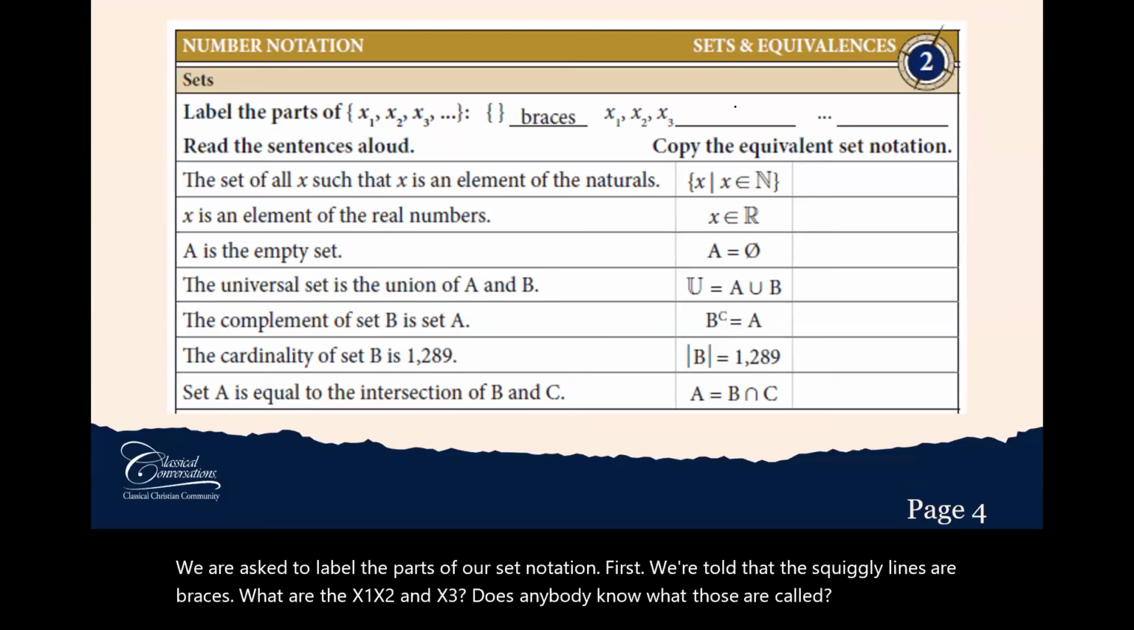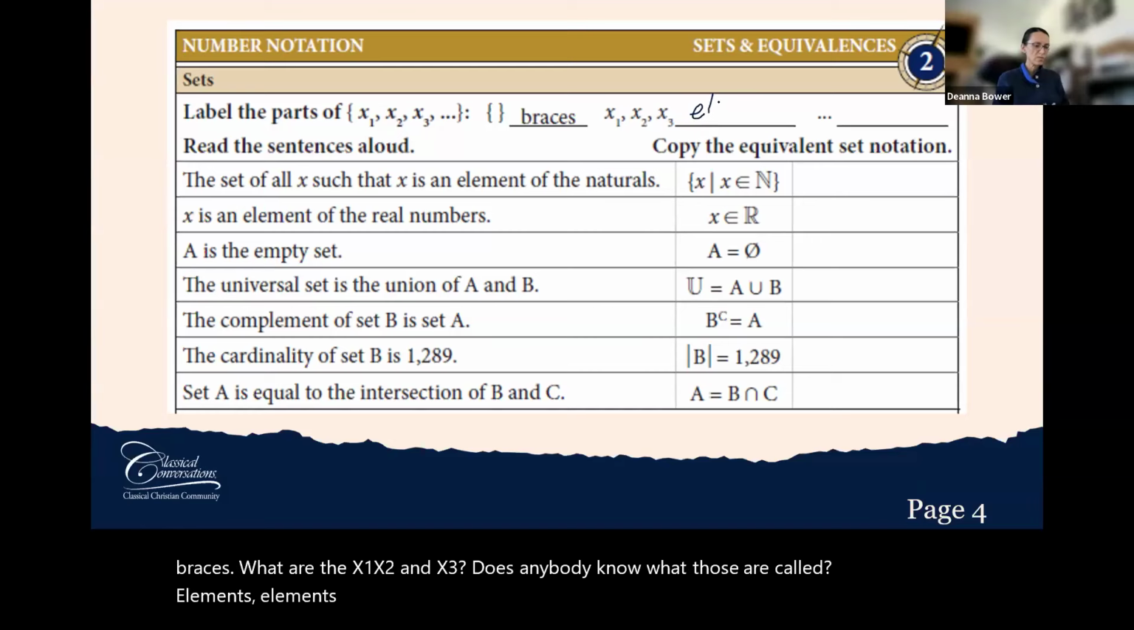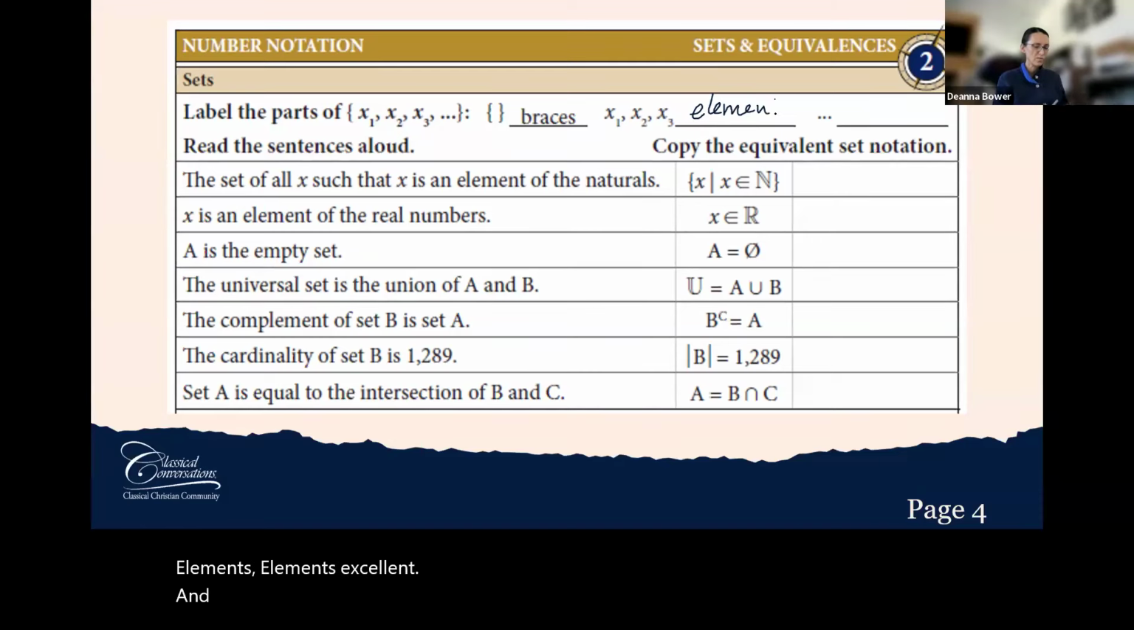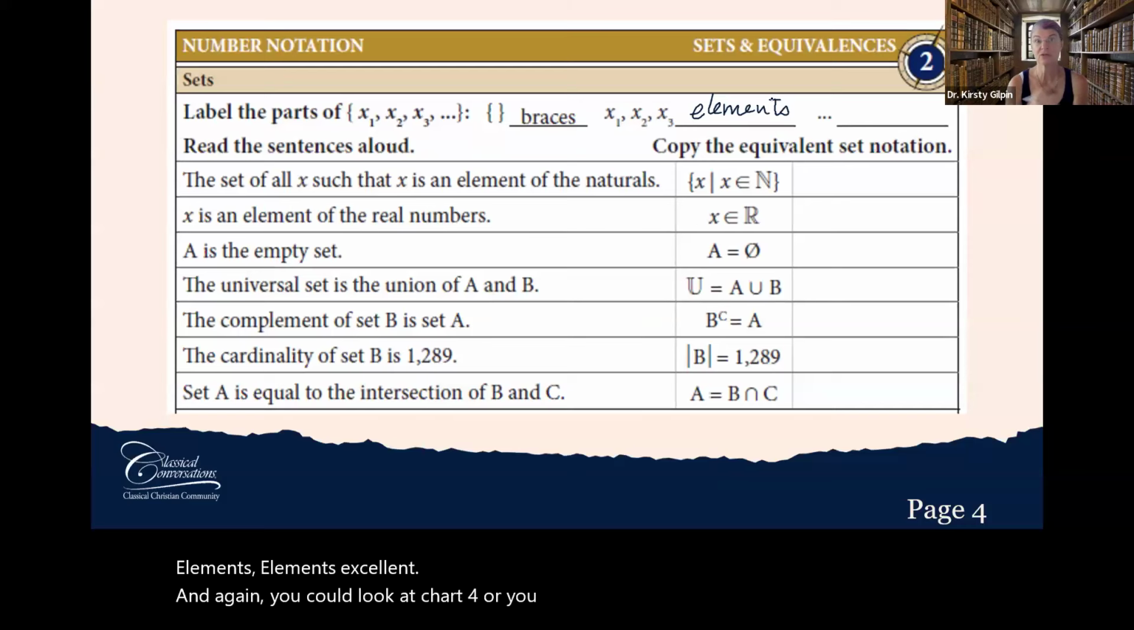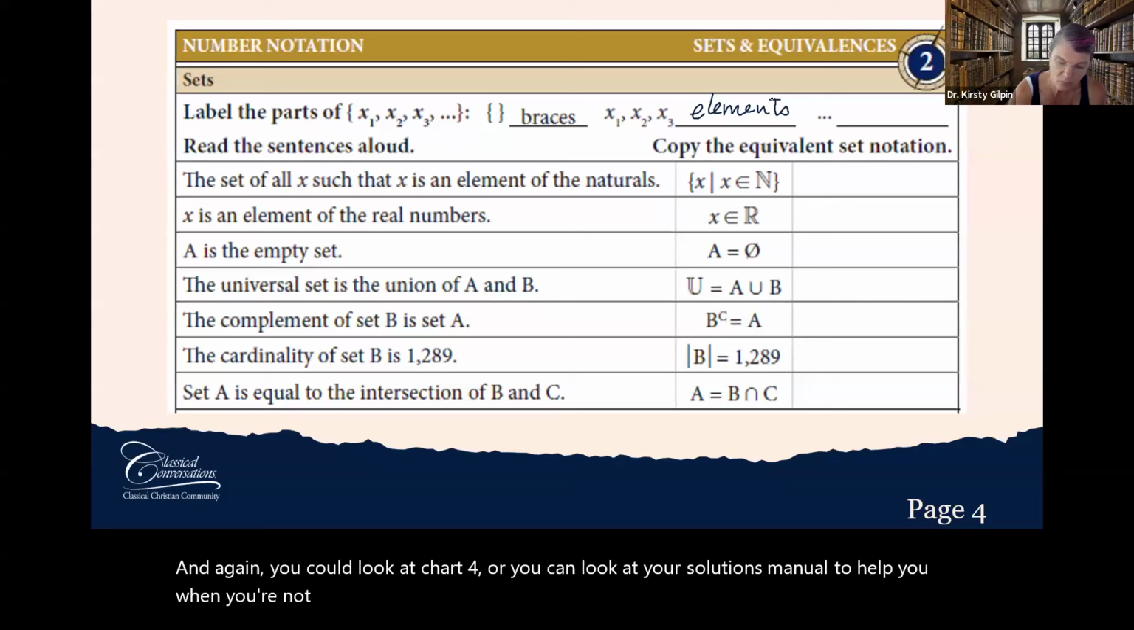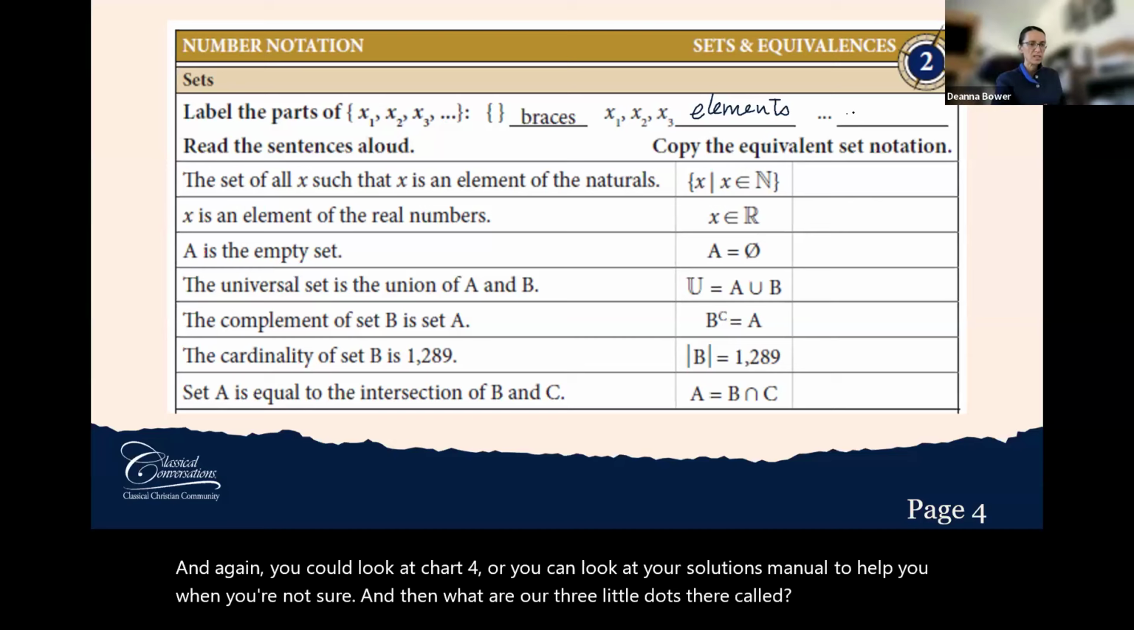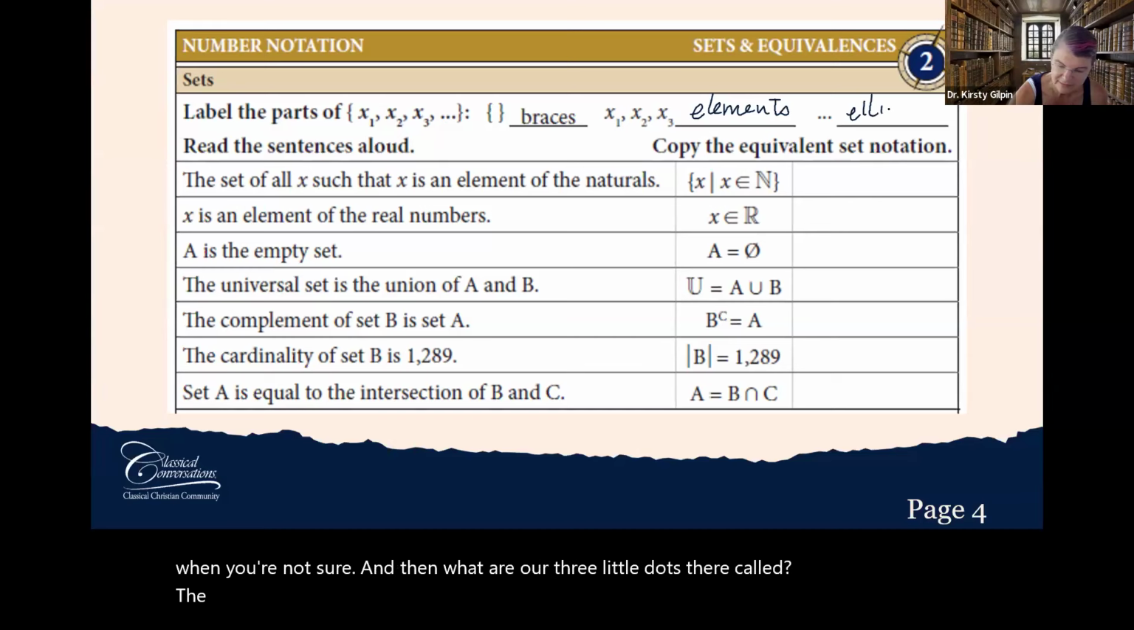Elements. Elements, excellent. And again, you could look at chart 4, or you can look at your solutions manual to help you when you're not sure. And then what are our 3 little dots there called? Ellipses. The ellipsis.